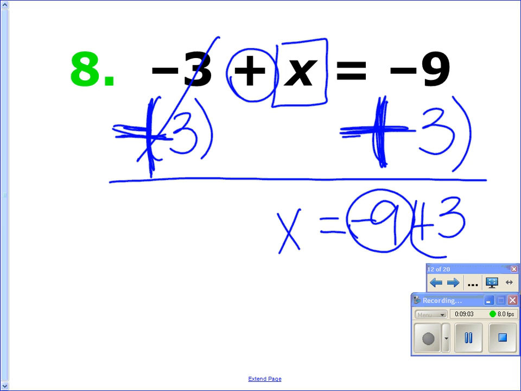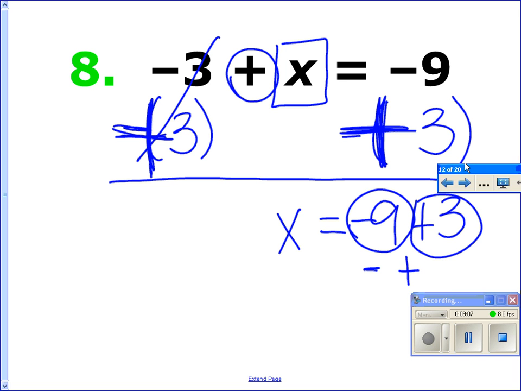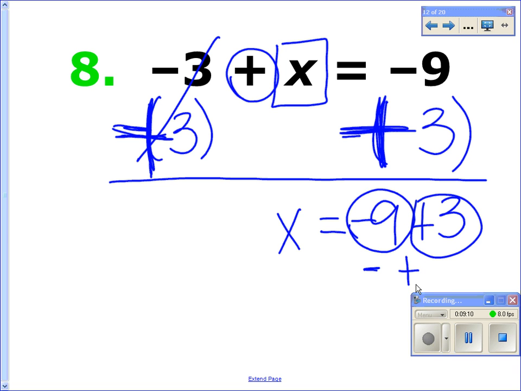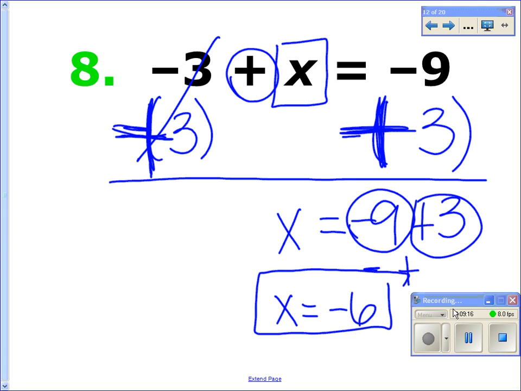Teams, we have team negative and team positive. Okay, and the negative team won by 6. So x equals negative 6. Okay.